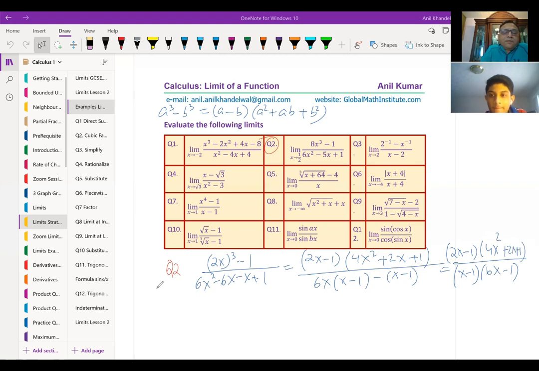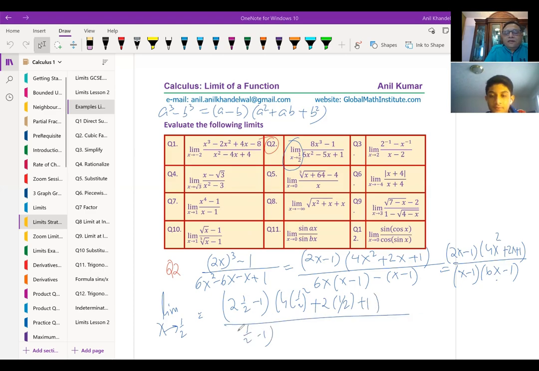We're looking for the limit of this particular function as x approaches half. So if I put half, the denominator is not 0, correct? It's not 0. So we can directly substitute x equals half and calculate: 2 times half minus 1 times 4 times half squared plus 2 times half plus 1, divided by half minus 1 times 6 times half minus 1, and get the answer. That is how you're going to calculate it. Is that clear to you? Yes, sir. Perfect. So I'm clearing the screen.